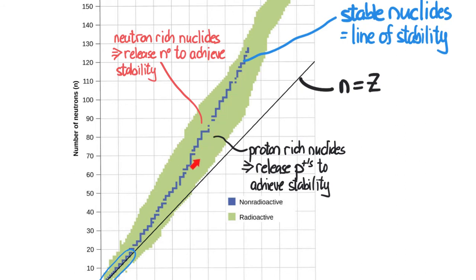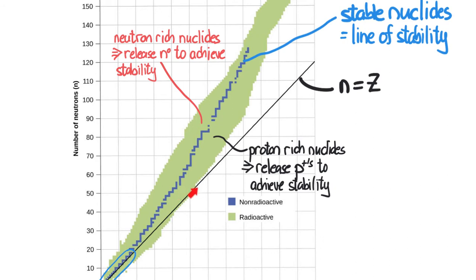The band of radioactive isotopes under the line of stability are what we refer to as proton-rich nuclides. This is where the neutron to proton ratio will be less than 1 because there will be more protons than neutrons. Or let's just say that there are too many protons in order for it to be stable.